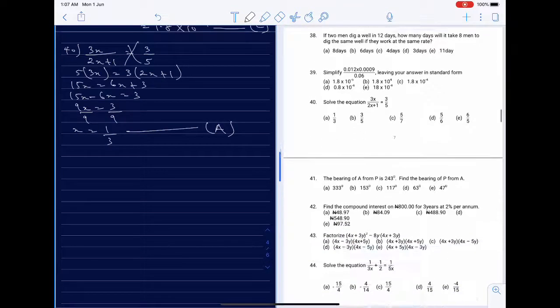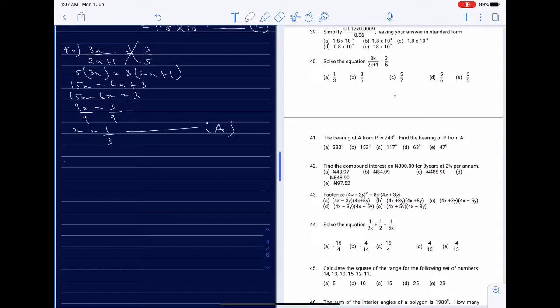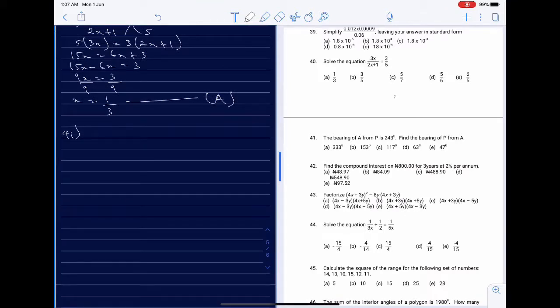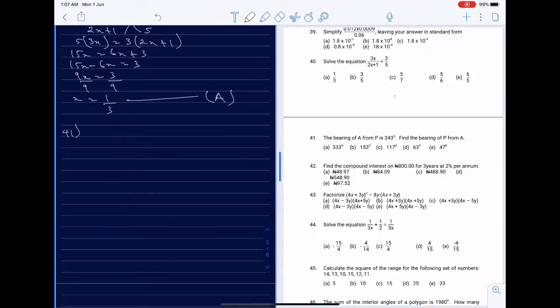Now here, 41. The bearing of A from P is 243 degrees. Find the bearing of P from A. That's quite simple. Bearing of a point, if this is A, for example, of A from P, that means we are starting from P.